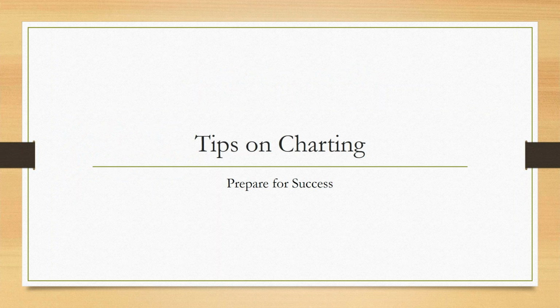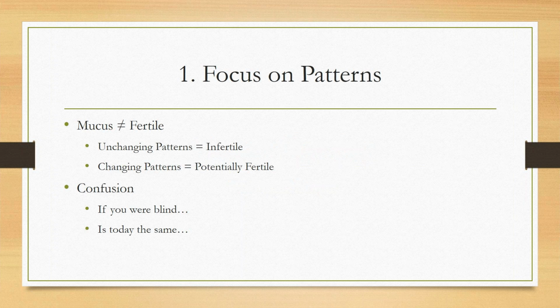I do want to talk to you about this. So tips on charting. I've gone over a lot of this stuff already in the presentations, but what I want to cover first of all is focus on patterns. Patterns, patterns, patterns. Everything happens in patterns. So if you have the same thing going on day to day, regardless of how fertile it looks, it must be infertile if it does not change. So unchanging patterns are infertile. So the presence of mucus alone does not equal fertility. Okay, changing patterns are possibly fertile. Doesn't mean you will have ovulation, it just means it looks like you're fertile on these days.